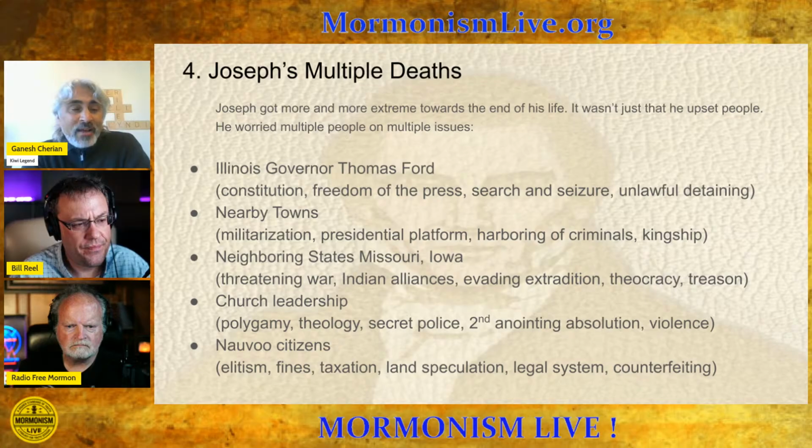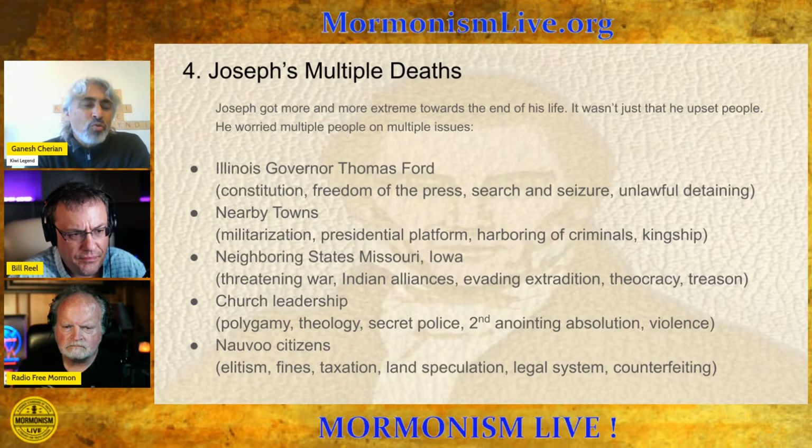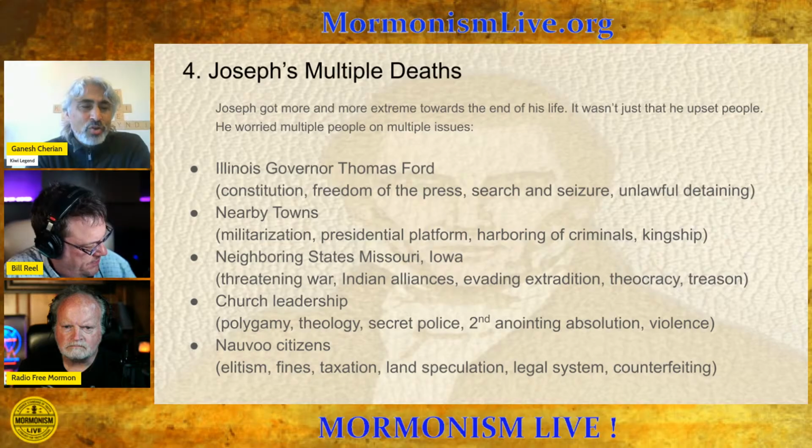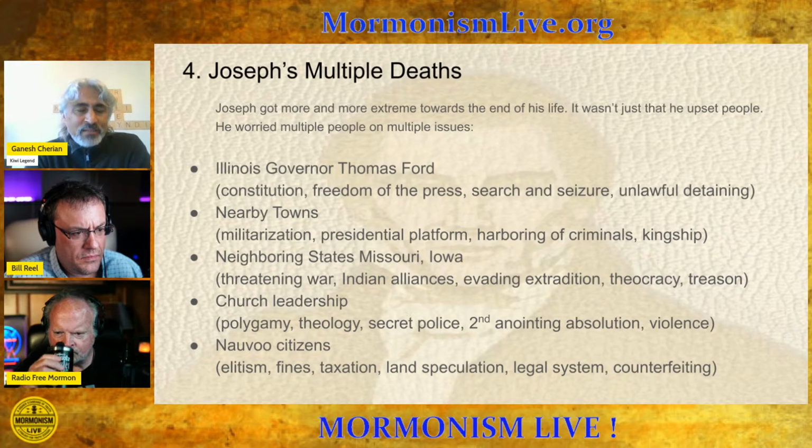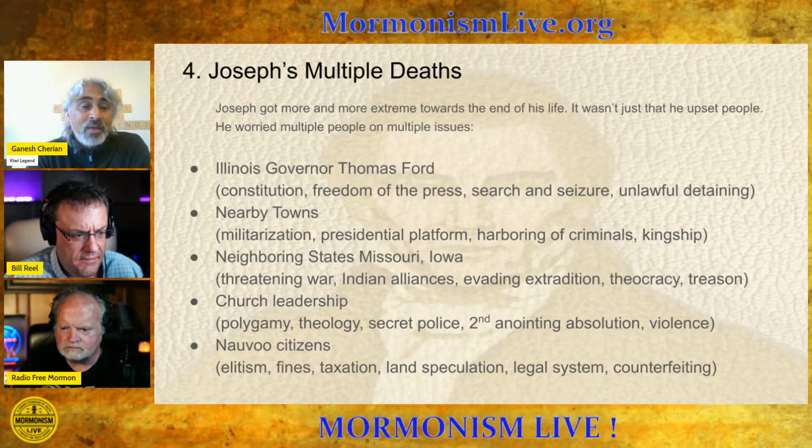So I just wanted to highlight five of these groups of people and some of the concerns they harbored because they were core values to them. Illinois Governor Thomas Ford wrote a book about his experience as governor, and a lot of it covered the experience around Nauvoo and Joseph Smith. Constitution, freedom of the press, Joseph's search and seizure things, unlawful detaining. These were things that Thomas Ford was livid about, and also kingship. He spoke about that.